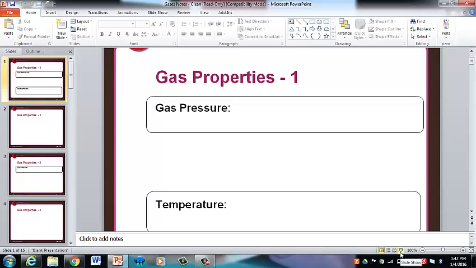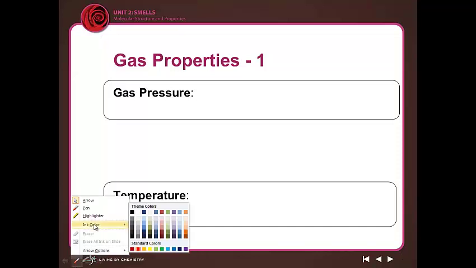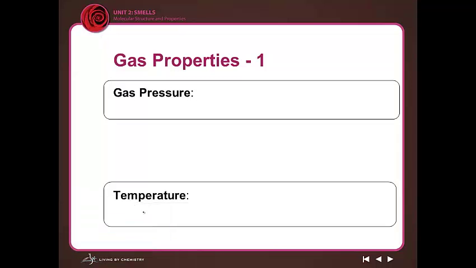All right, chemists. So today in class, or earlier in class, we started studying the properties of gases. So we need to have some definitions that go along with these properties. So the first is gas pressure, and this is just the force exerted by a gas onto the walls of its container.